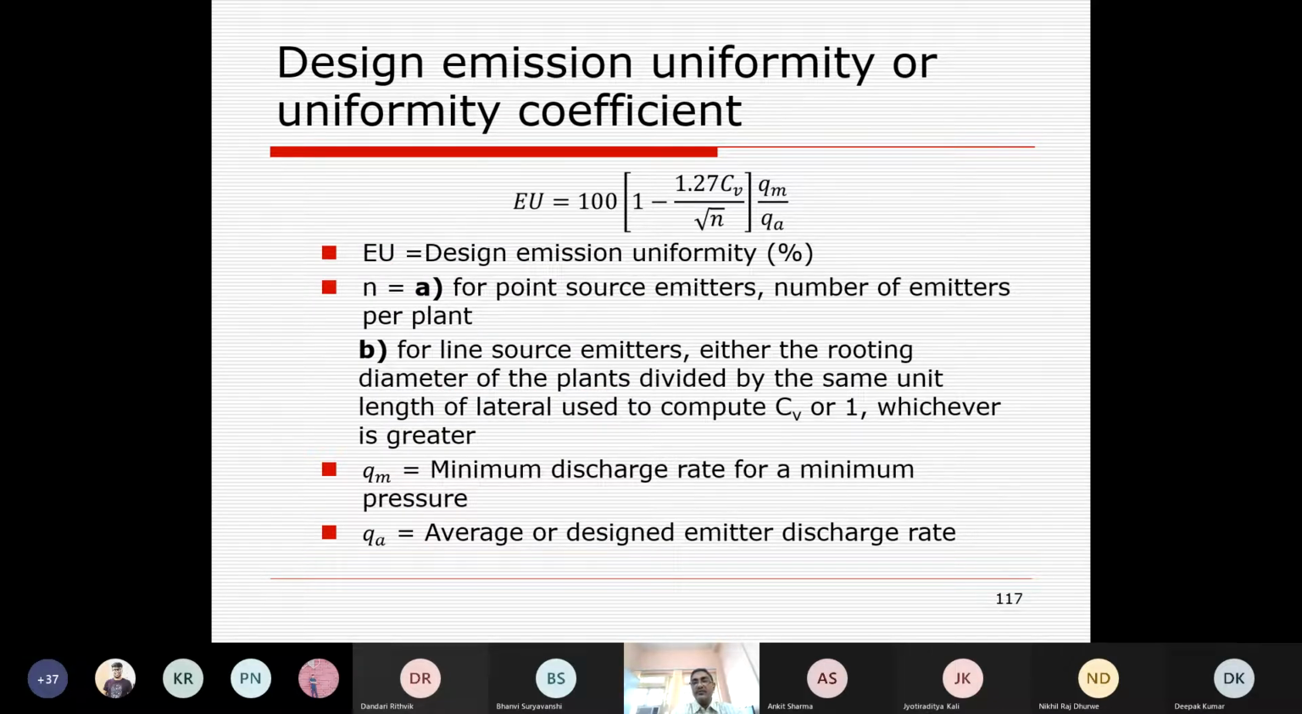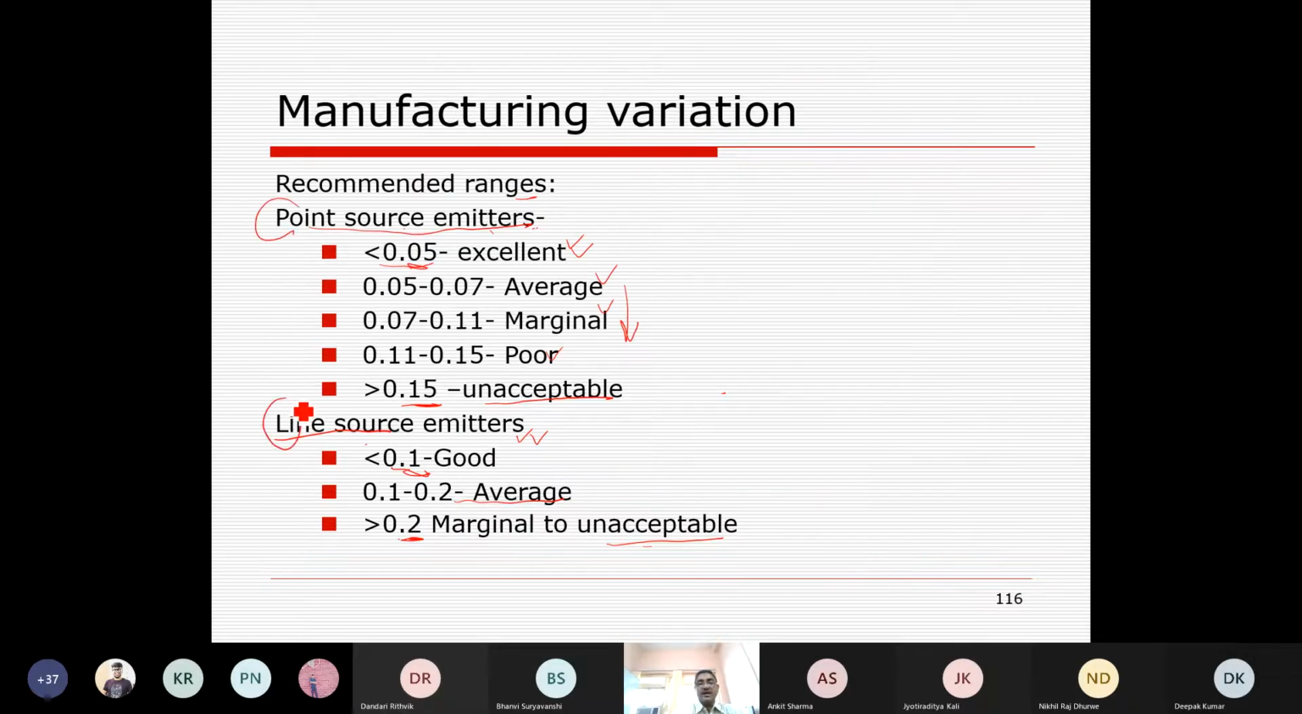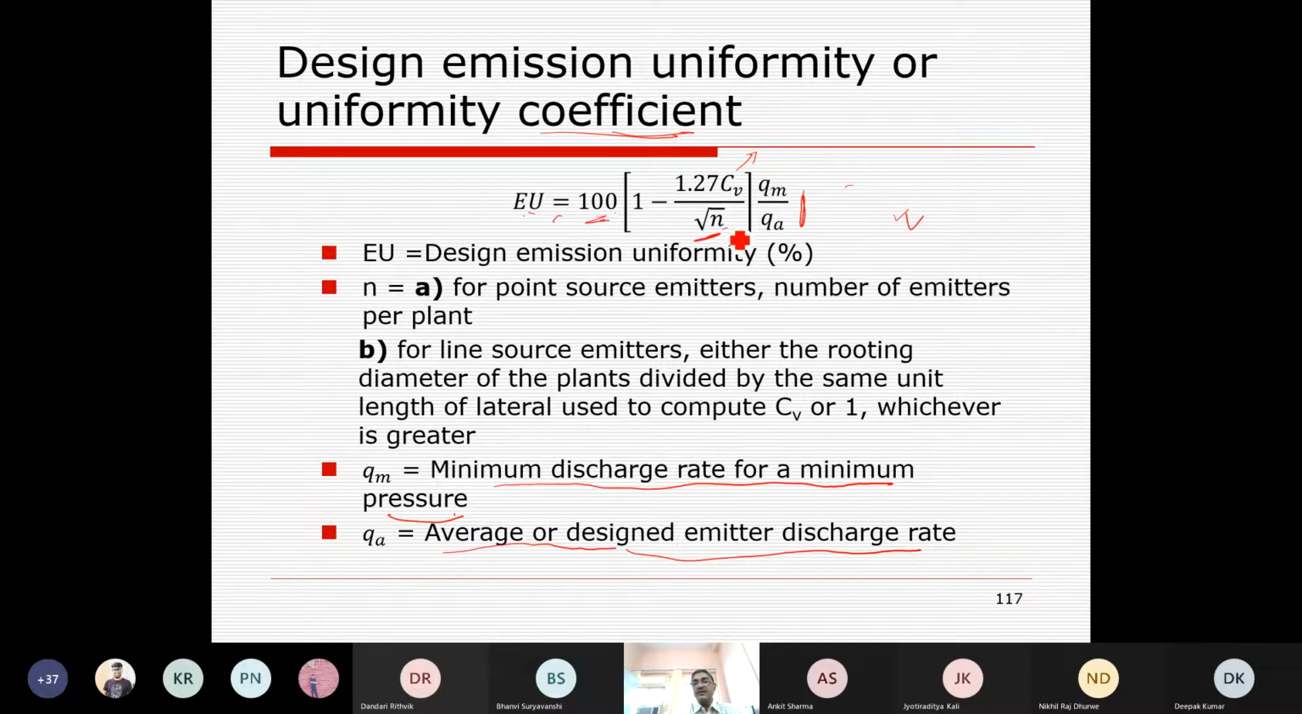Then, design of emission uniformity, or uniformity coefficient, we have already learned for the sprinkler irrigation system. So emission uniformity, in percentage, is EU = 100 times (1 minus 1.27 CV divided by root n) times QM divided by QA, where CV is the coefficient of manufacturing variability, n is the number of drippers, QM is the minimum discharge rate at the minimum pressure condition, that is the rated condition, and QA is the average or designed emitter discharge rate, which is given. There are two conditions, since we have two sets of emitters, point source and line source. So n, if it is a point source, we can find from the number of drippers.